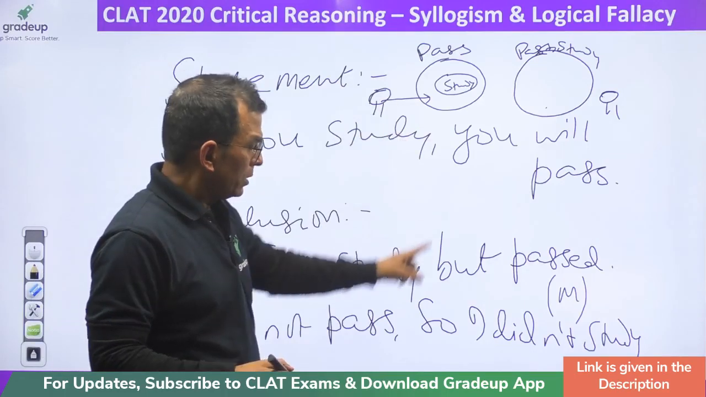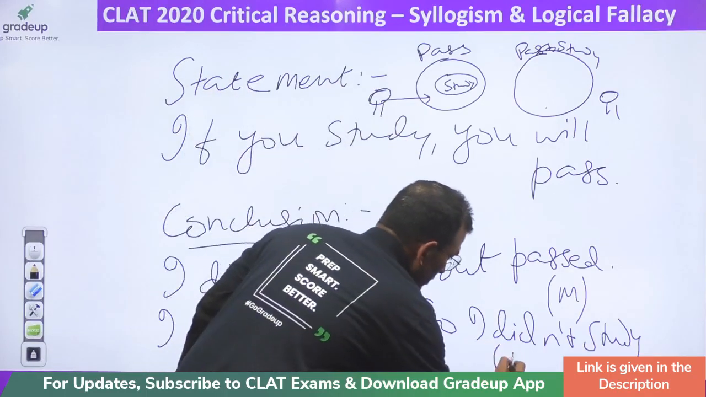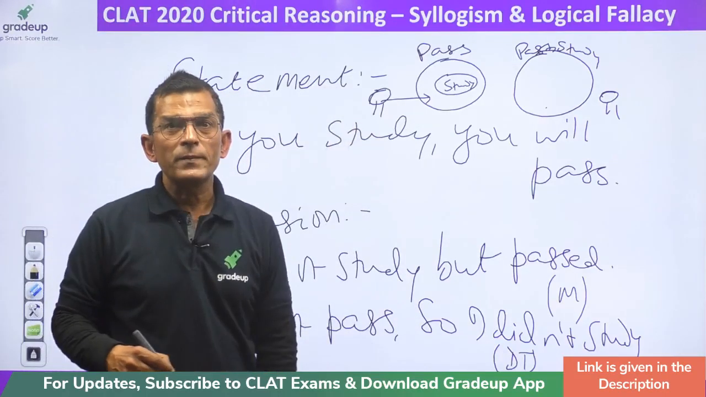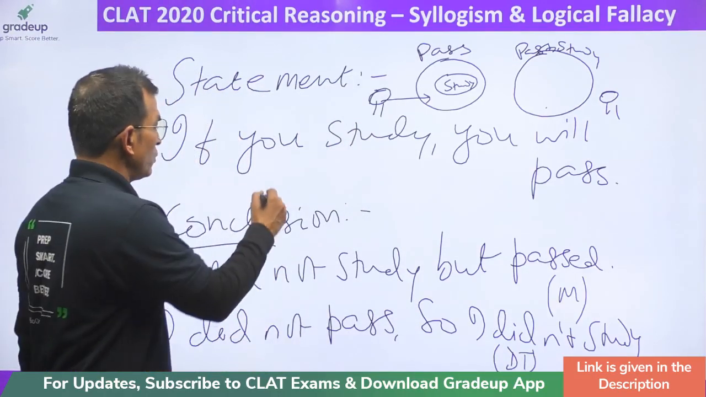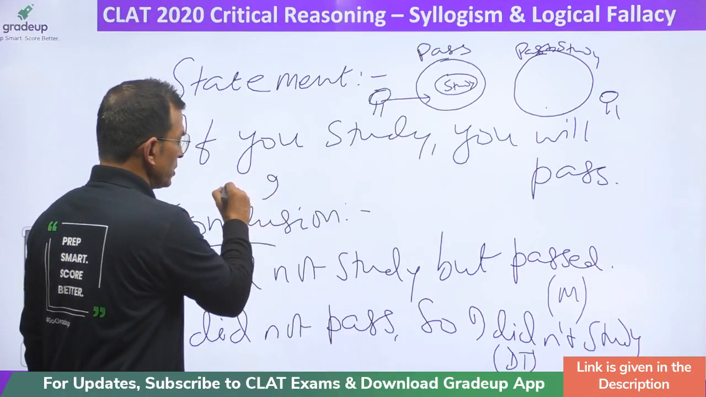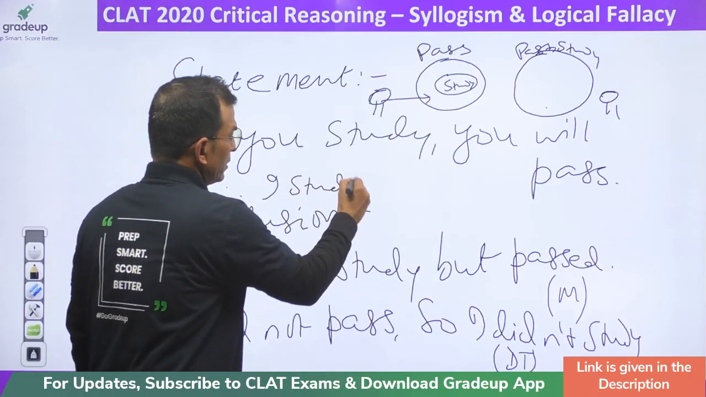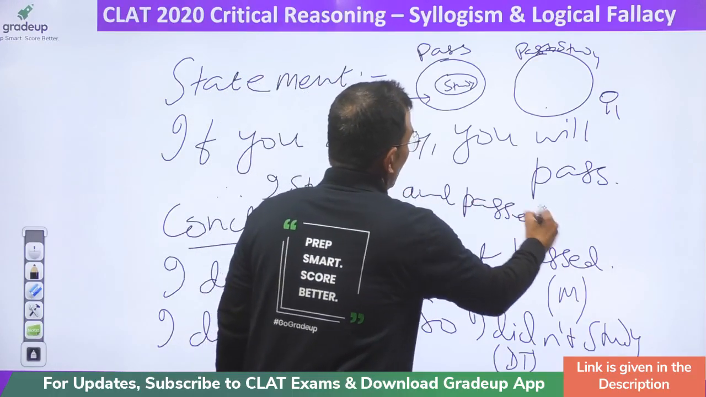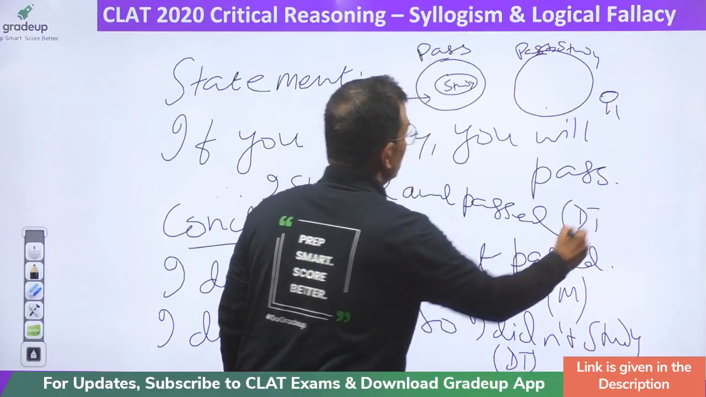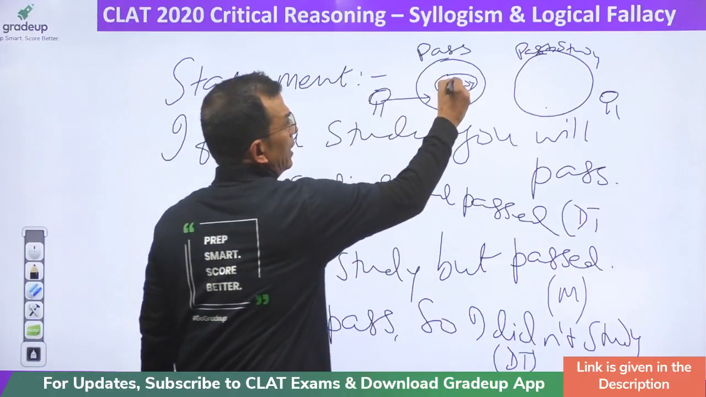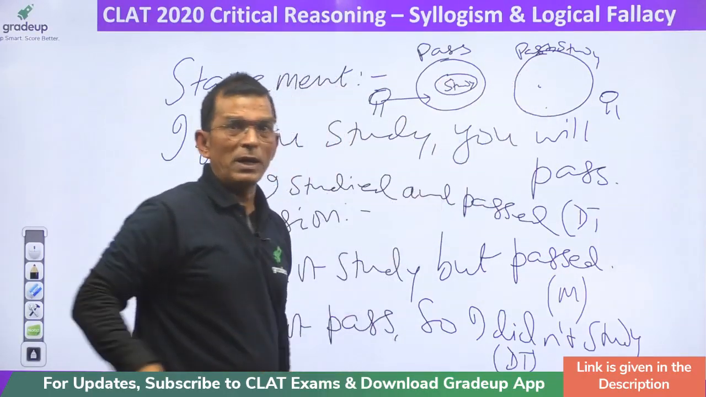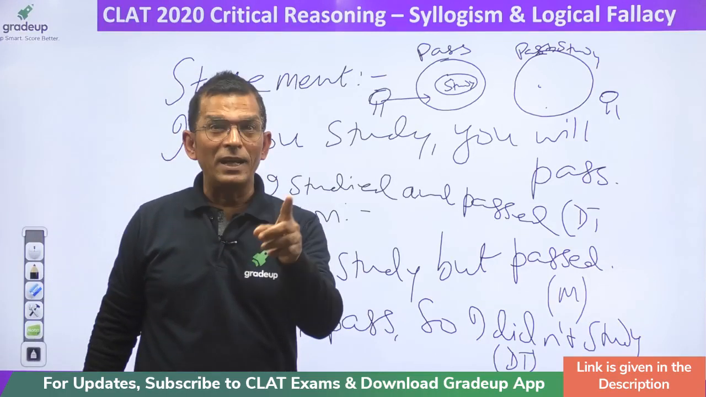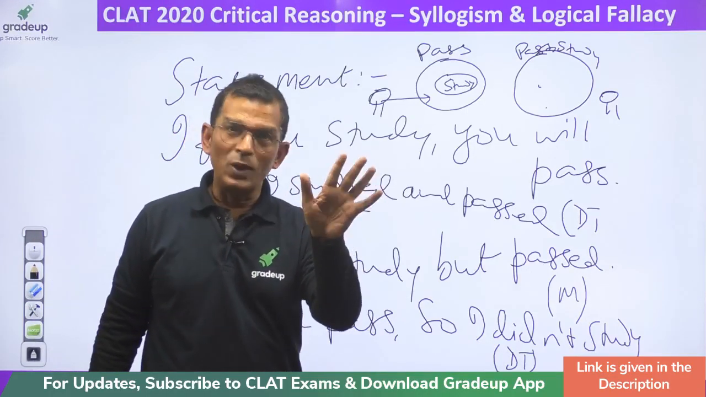Okay? So, this is definitely true. I studied and passed. What do you think? Another conclusion: I studied and passed. Definitely true. I studied and passed means I'm here, so I must have passed. Okay? So that is what I was trying to tell you. So you understood that?